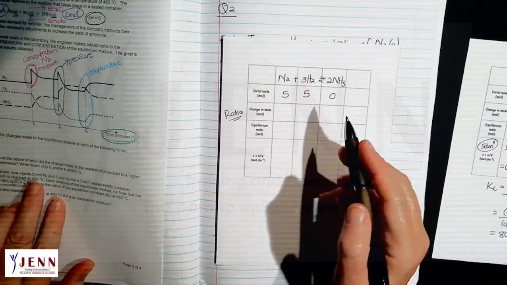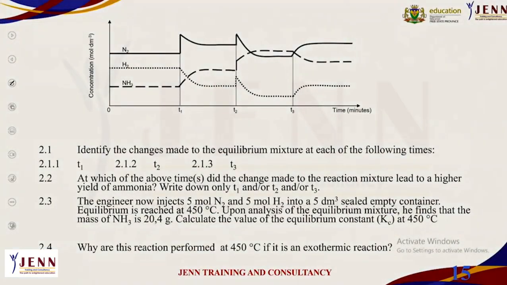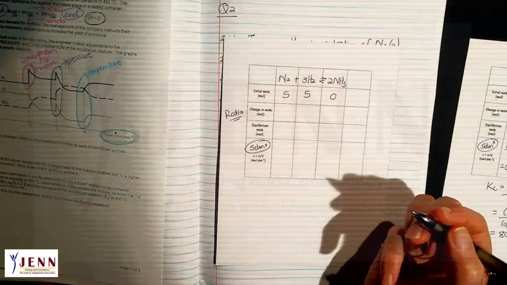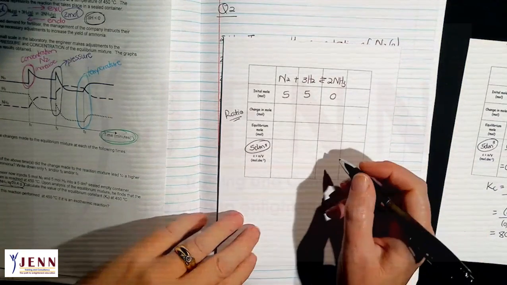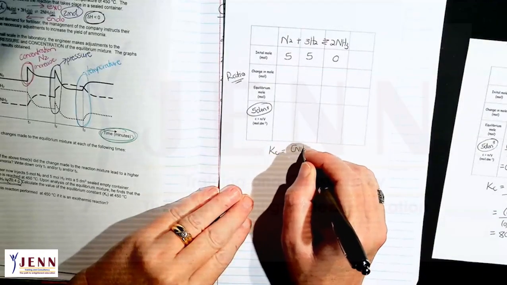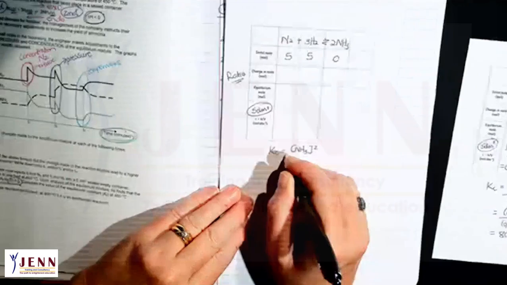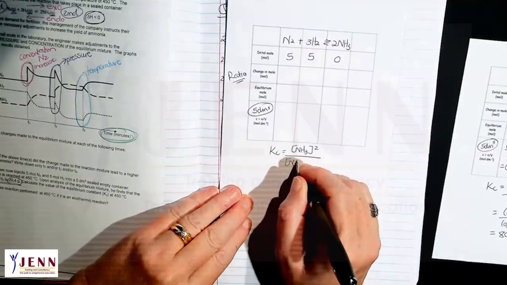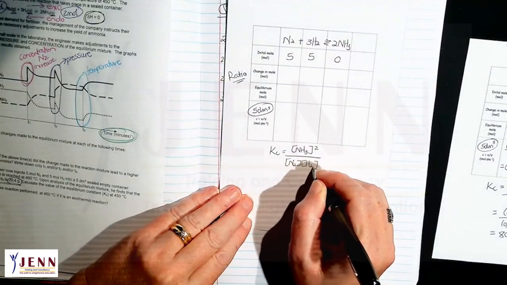Okay, let's read again. The engineer now injects 5 mole of N2 and 5 mole of H2 in a 5 cubic decimeter container. Equilibrium is reached at 450. You're not going to do anything with that 450 degrees now, because Kc is just temperature dependent. And I'm going to write my Kc expression: it is NH3 squared divided by N2 times H2 to the power of 3.